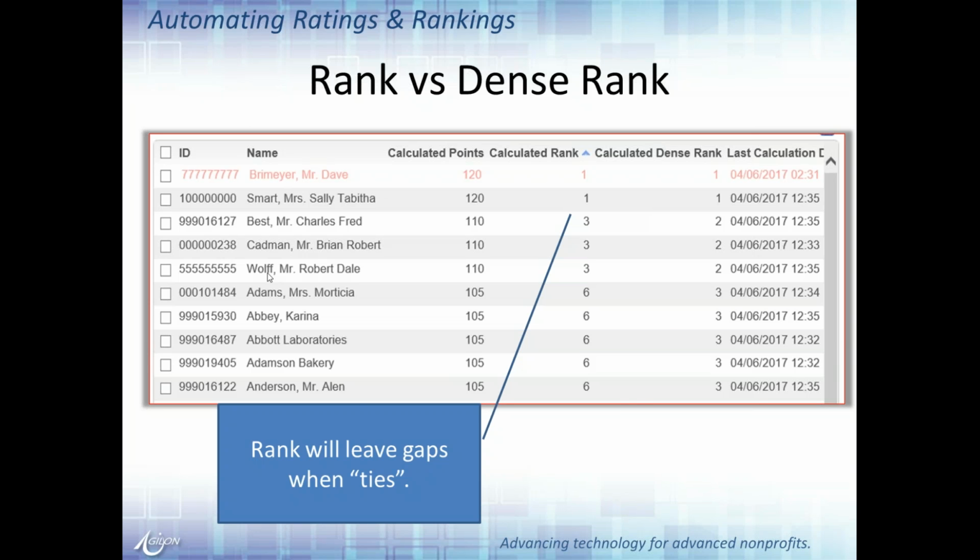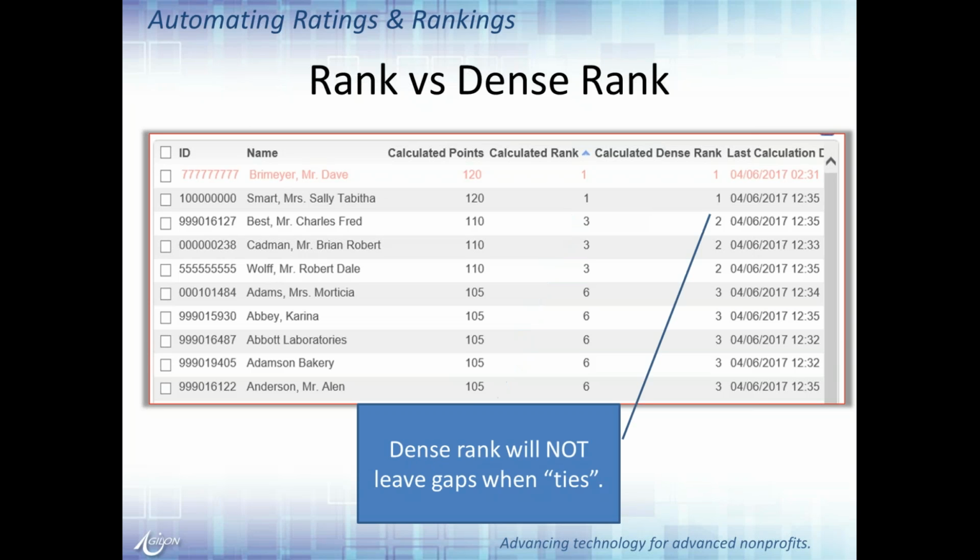Versus when we look at a dense rank, it does not leave any gaps when there's ties. So we still have multiple people that are at position 1, but we now have our ties being made both at position 2 and at position 3.